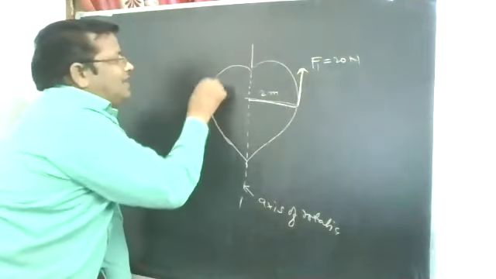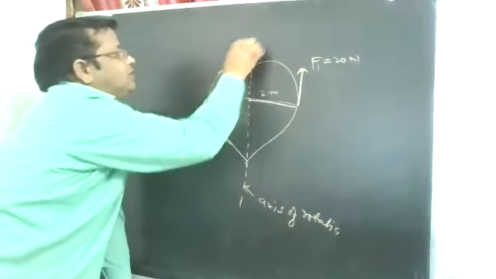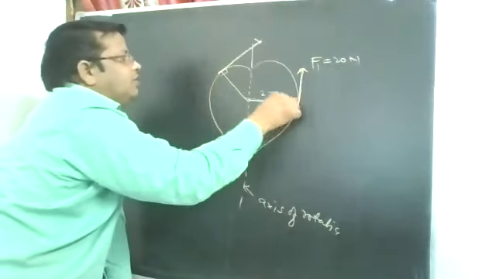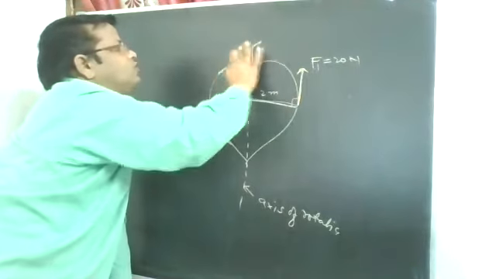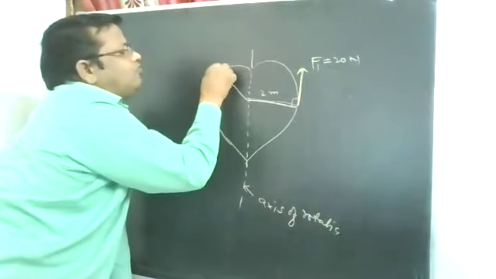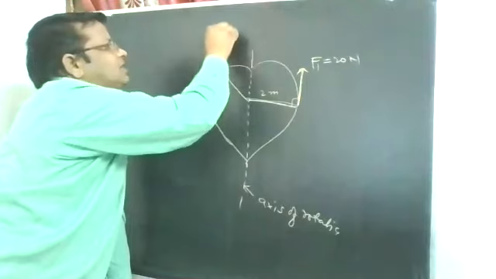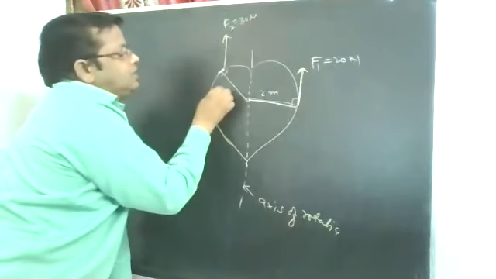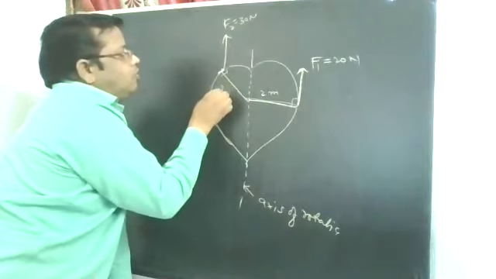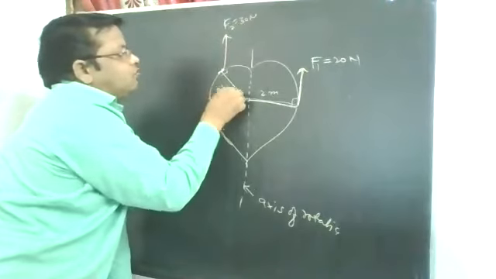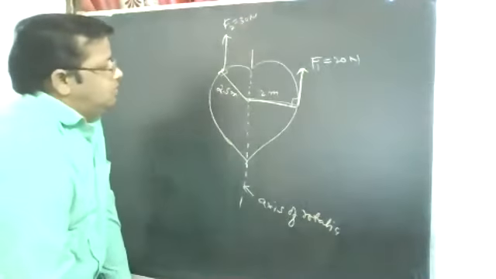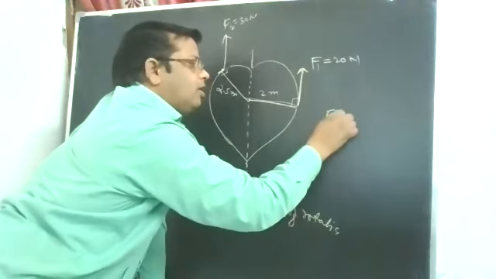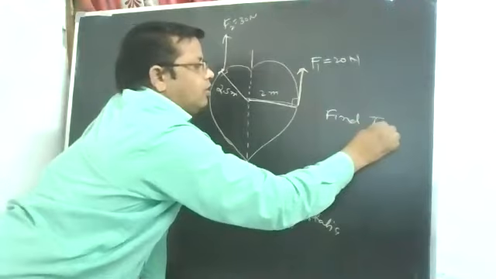One force is acting at this point. This is not 90 degree. This force will be like this, F2. This is 30 Newton, and the distance is 2.5 meter. Now, what is the torque? Find the torque acting on the body.